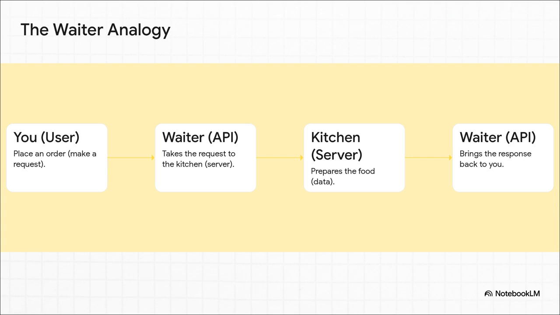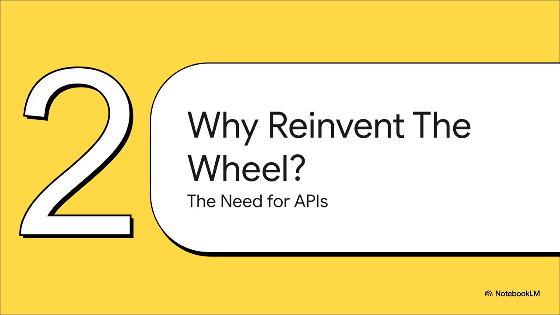Step 3. The kitchen gets to work and prepares your food, or in this case, the data you asked for. And finally, step 4. The waiter, the API, brings that plate of delicious data right back to your table. That's the response. See? Request, response. Simple as that.